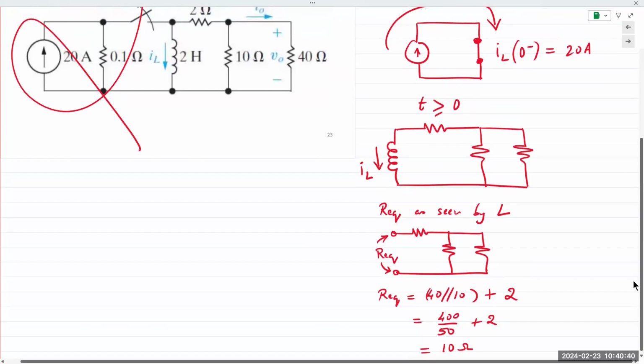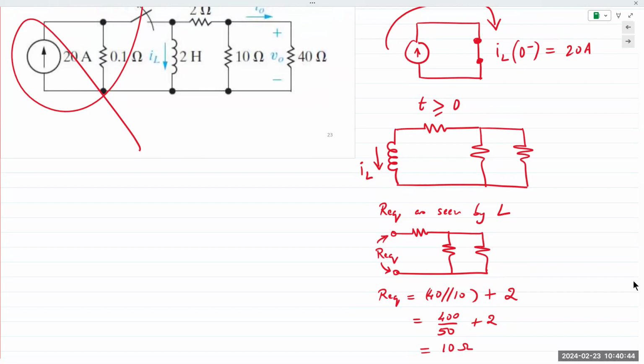Okay. So we are still in the setup problem. Again, the majority of the problem is just the initial setup. We are trying to find the 3 values: the initial value, the final value, and the time constant tau. Now we have Req, so we can calculate tau.